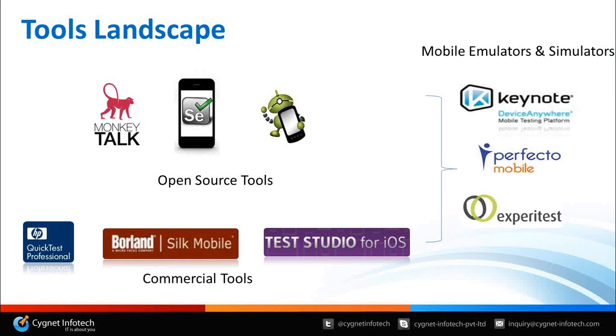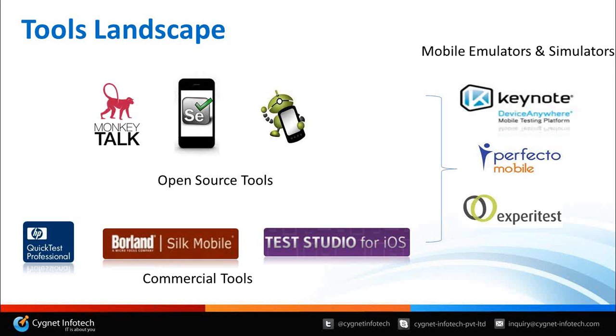On the other side, when you gradually stabilize the test scripts that you're going to use, and whenever you feel like now we are ready to move on to commercial tools, which would provide us some more functionality as and when we have some more testing to be done, we could think about QTP or Silk Mobile. For iOS, there is Test Studio available in the market.